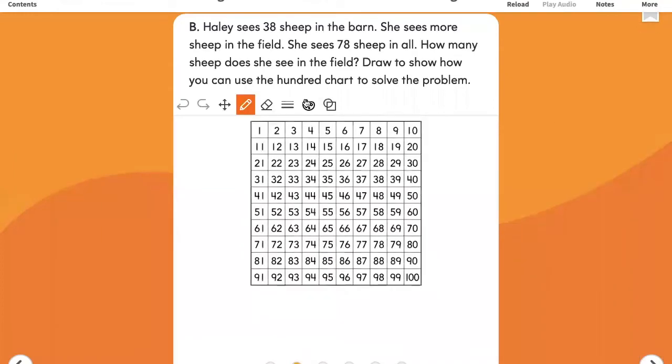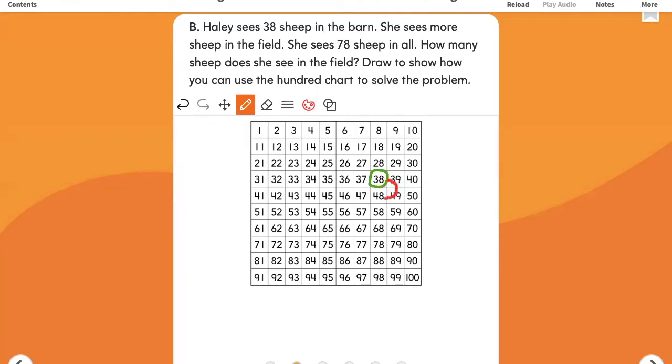Let's begin by circling my number 38. Here we go. She sees more sheep in the field. She sees 78 sheep in all. So we are adding. We started with 38 and we see that we have a bigger number. So we know that we are going to add. We also have the words, she sees more. When we see that word more, we know that we are going to add. So let's count until we get to 78.